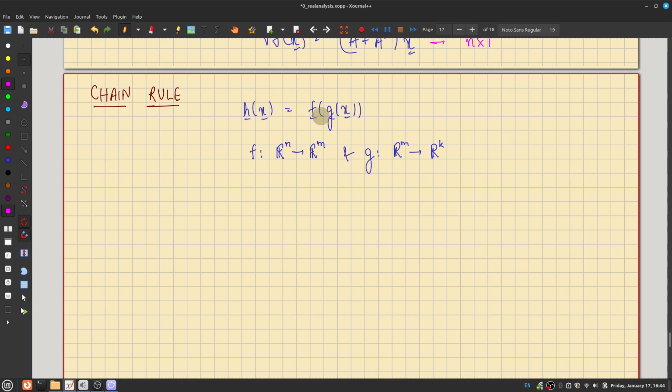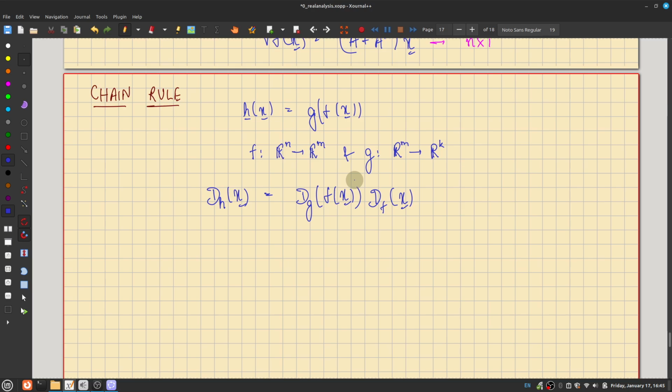So suppose I have some function h, which is a composition of two functions f and g. I think I should have written it the other way around. So let's say it is g of f of x. So f of x is a function from Rn to Rm in general, and g is a function from Rm to Rk. So h is going to be a function from Rn to Rk. In this case, the derivative of h evaluated at this point x is going to be the derivative of g evaluated at f of x times the derivative of f evaluated at x, which is exactly what you've seen in high school.